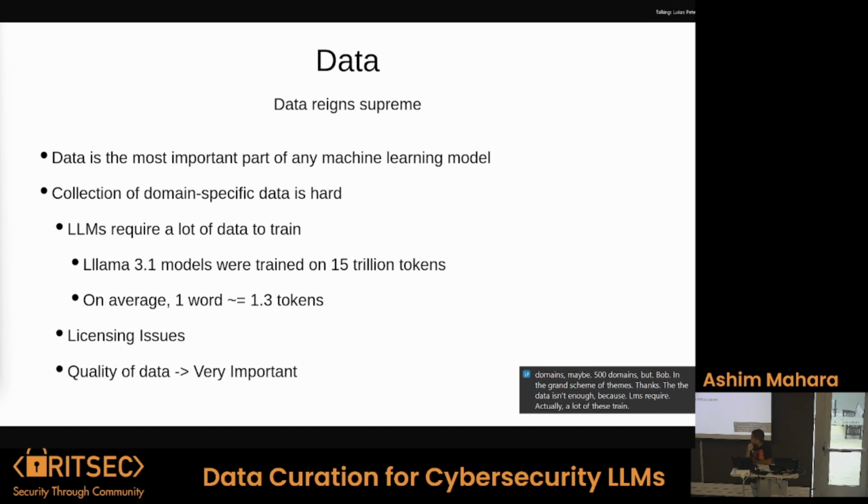The Llama 3.1 models, which are the leading open source models, were trained on 15 trillion tokens. If you convert that into words for English, on average, one word equals 1.3 tokens. So they were trained on roughly 10 trillion words, which is larger than any single library at any university.